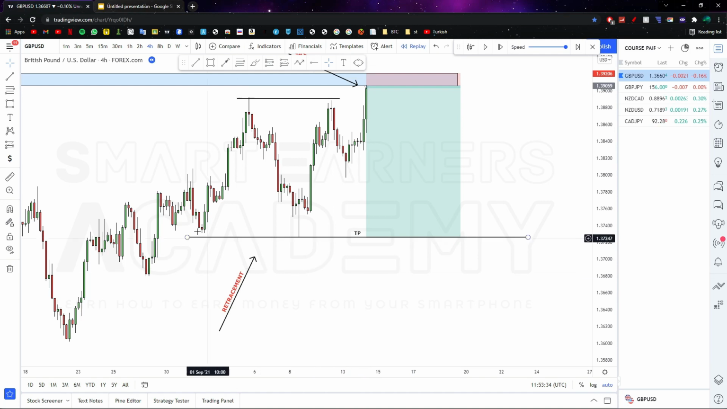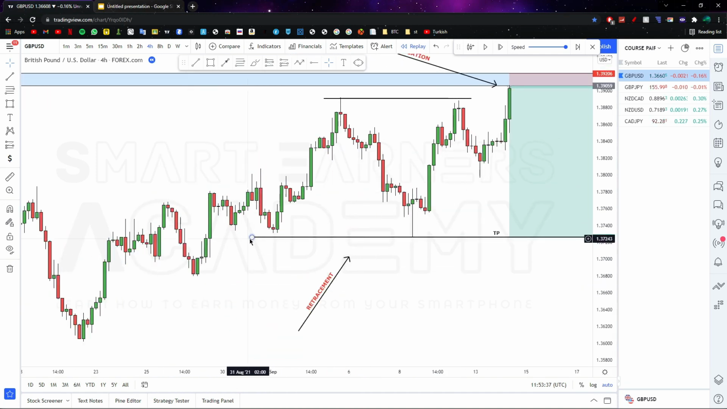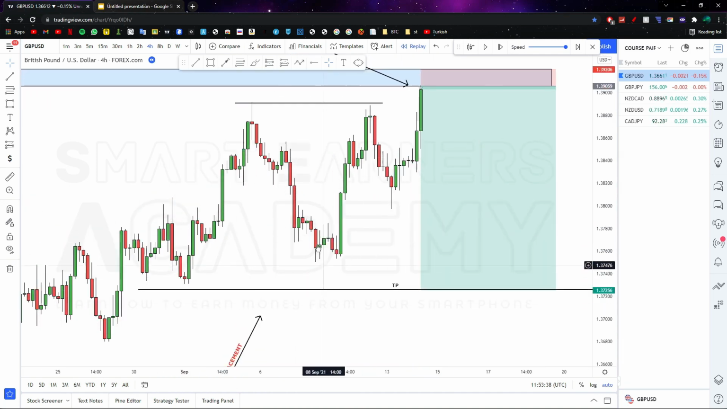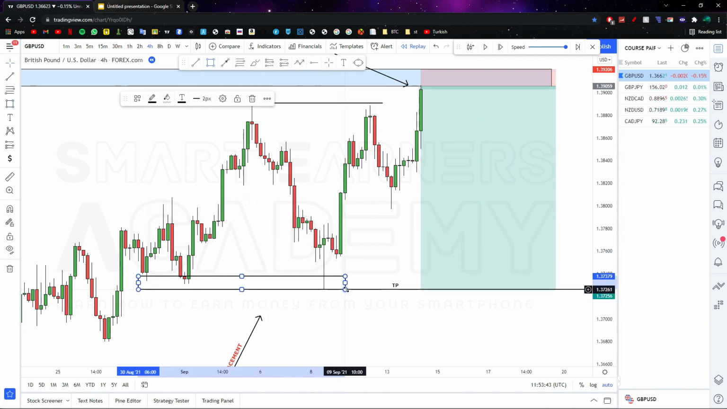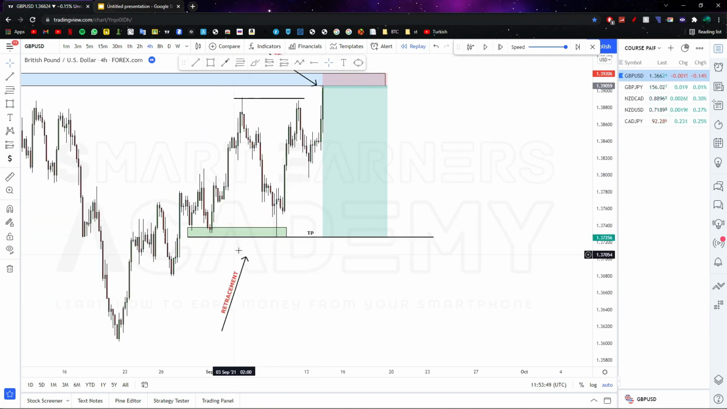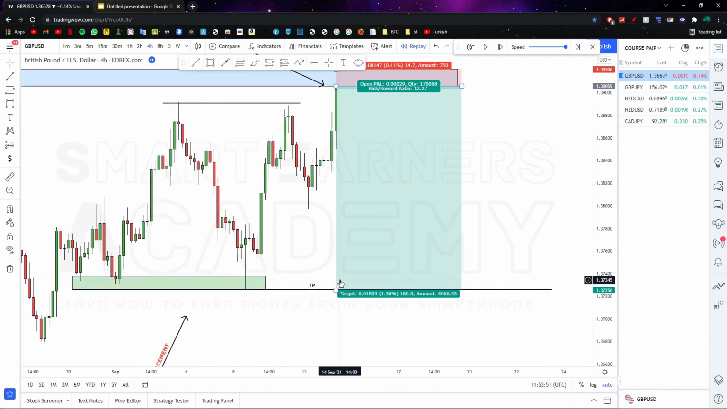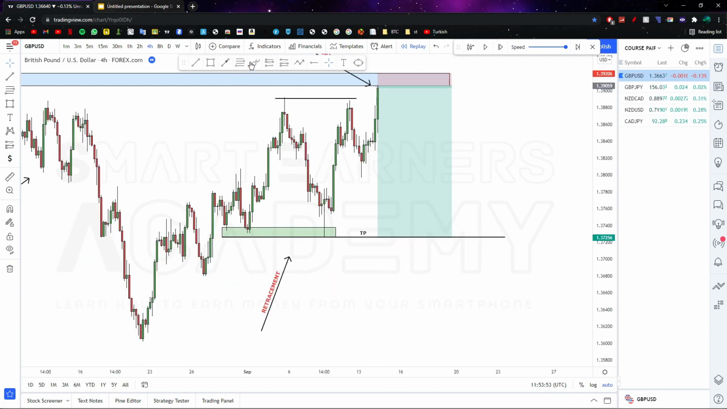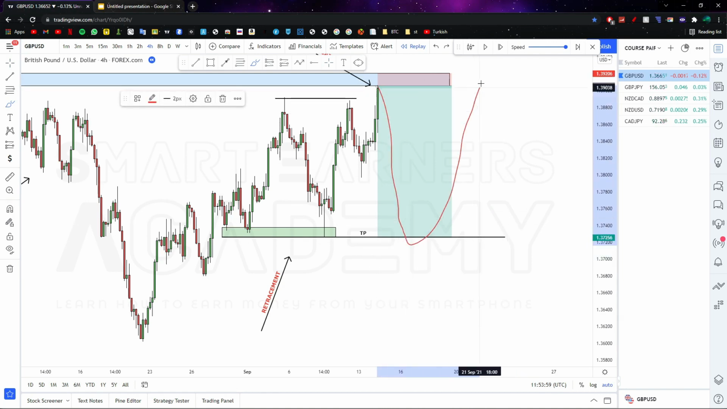Because this is an area of liquidity. This whole support zone is an area of liquidity, right? So if I just mark this out, support, this whole zone is a support zone. So we expect price to eventually come round and grab this liquidity. Then from there, price can come and shoot back up.